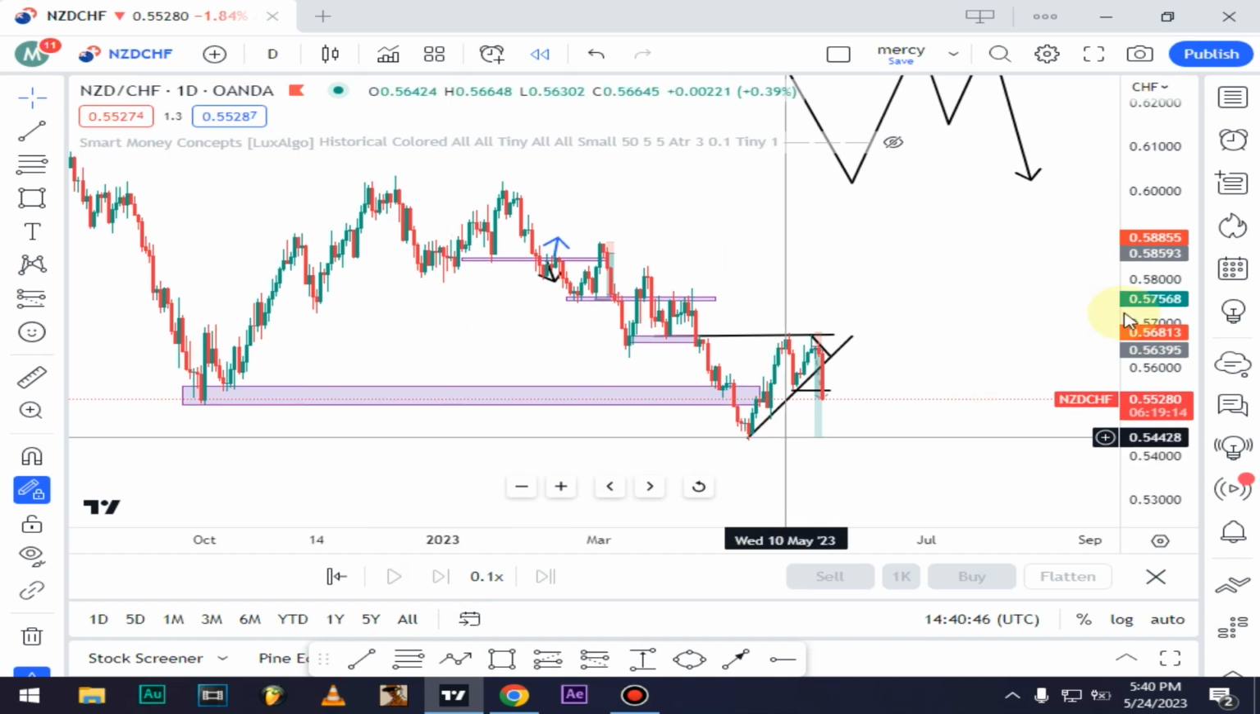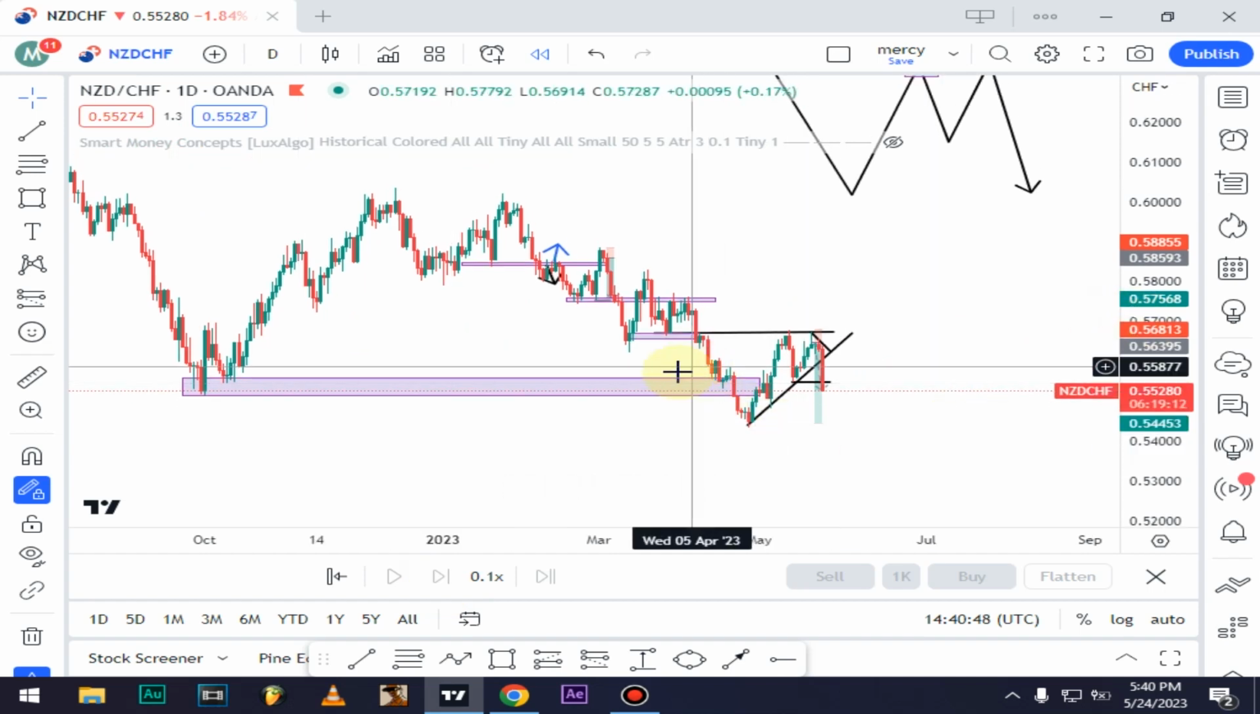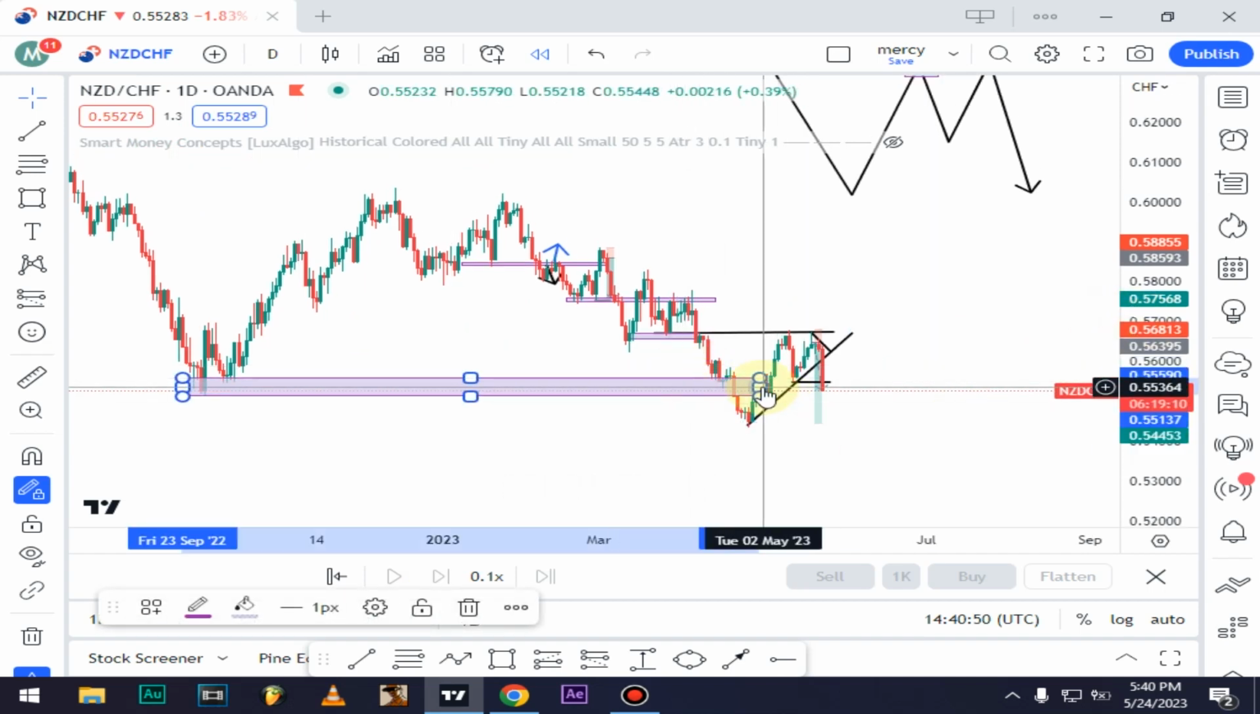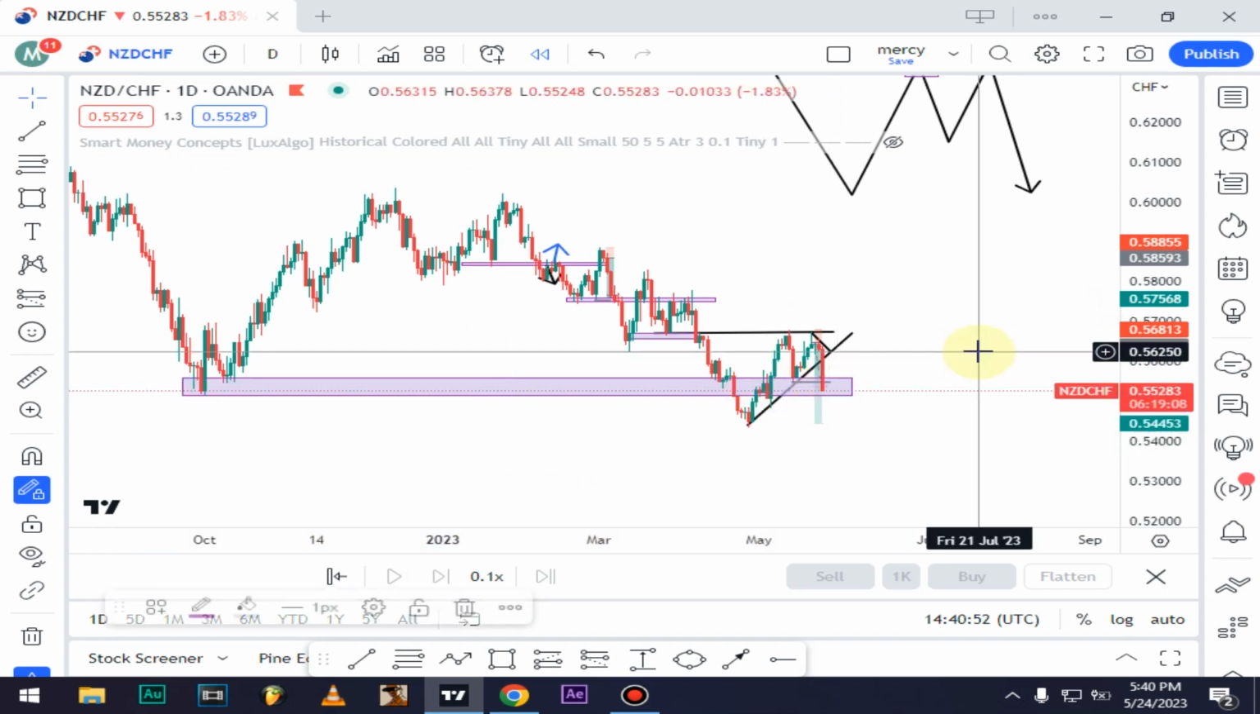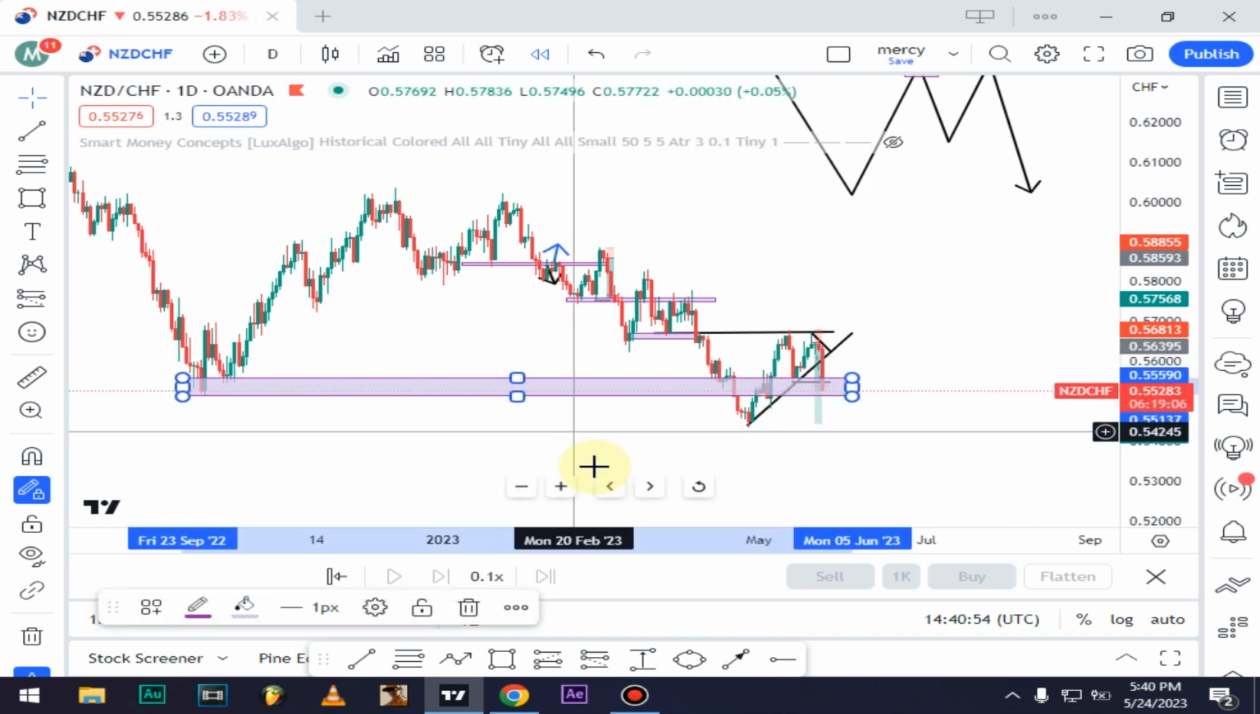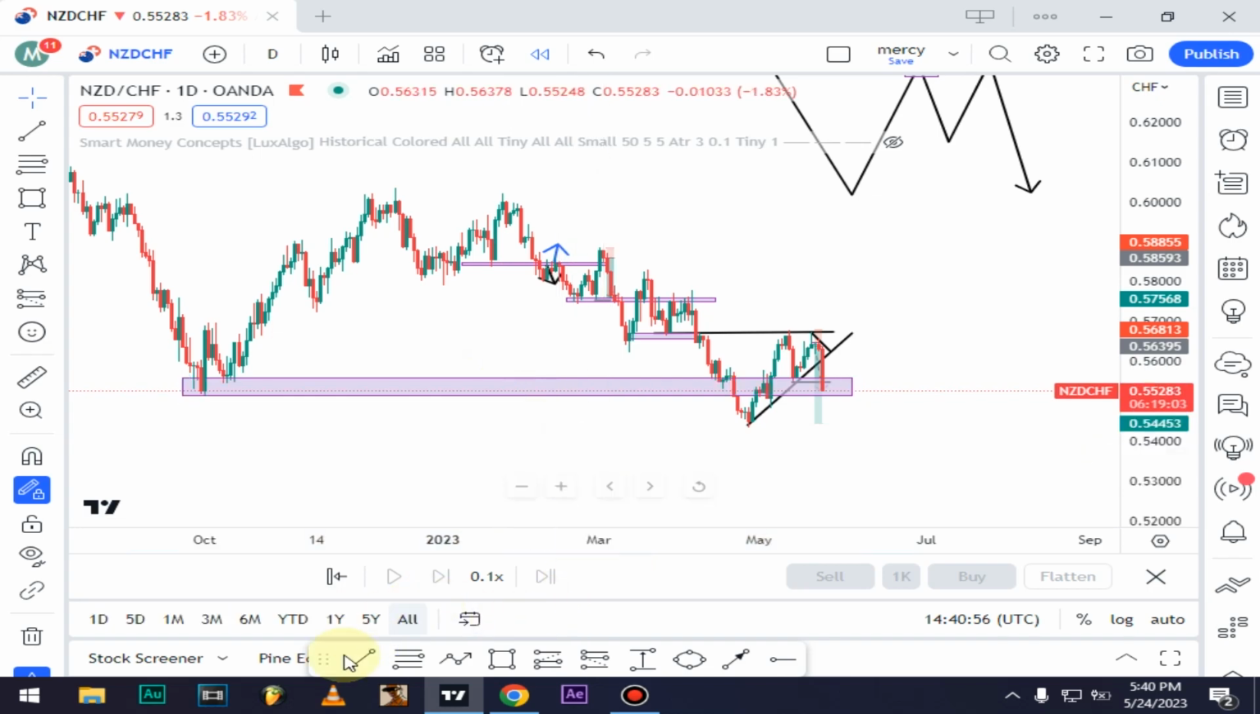So easy. All right, so if you can see also, we had that previous zone, the support over here that price is currently at. So that's another easy way to approach the market, guys.